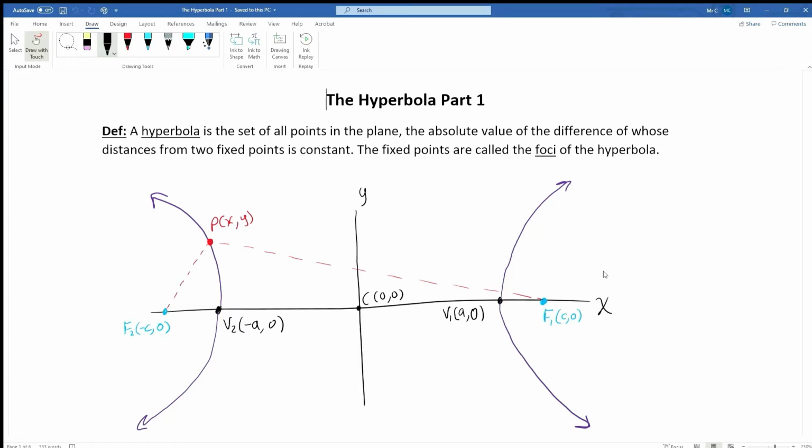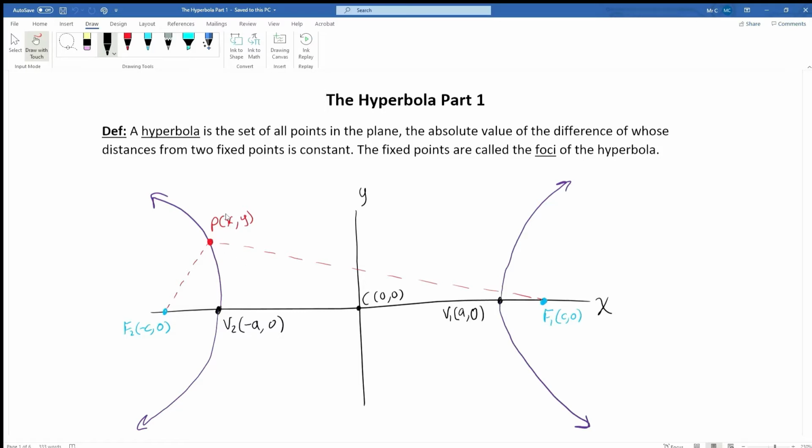So we'll start with the geometric definition of the hyperbola. It is the set of all points in the plane, the absolute value of the difference of whose distances from two fixed points is a constant. The fixed points are called the foci of the hyperbola. So that's a bit more of a mouthful than it really is conceptually. Let's try to break this down a little bit.